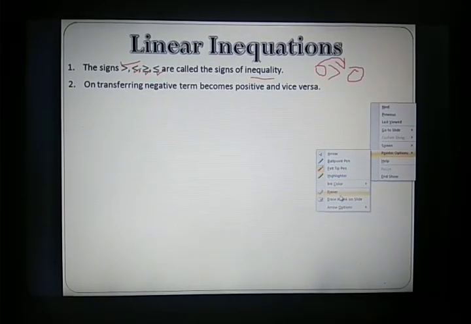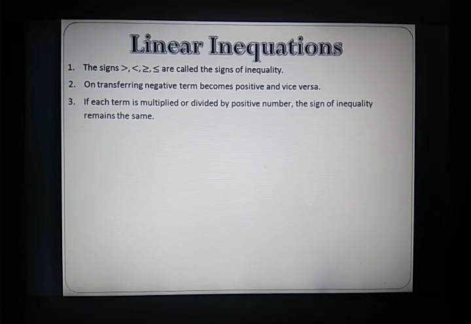Let's see the third point. If each term is multiplied or divided by a positive number, then the sign of inequality remains the same. That means, for example, if there is a greater than sign and I multiply or divide both sides by a positive number, then this sign remains the same. There is no change in this sign.